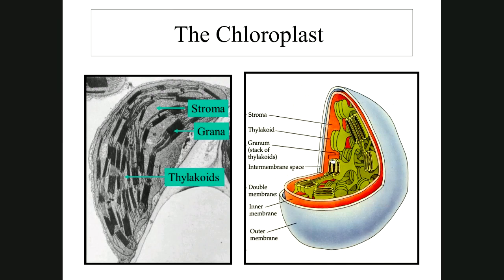Over here on the left, you see the stroma. On the right, you see the stroma also, just pointing to the inside. To the left, you see the grana, the stacks of thylakoid discs, and you can see individual thylakoid discs, the little thin lines.